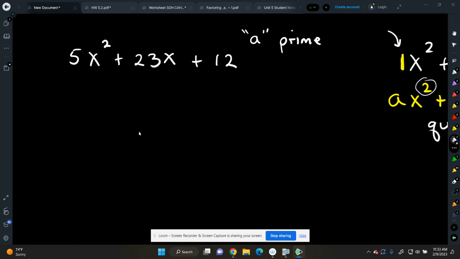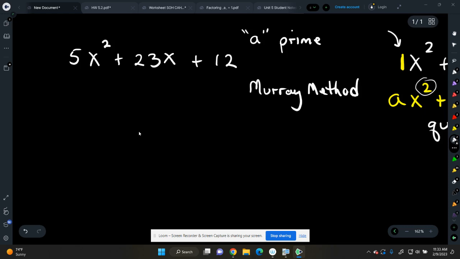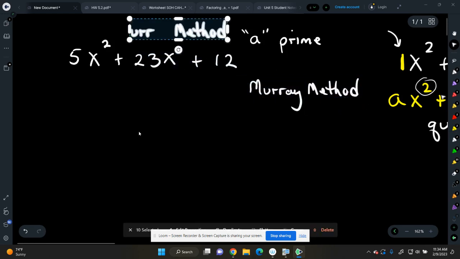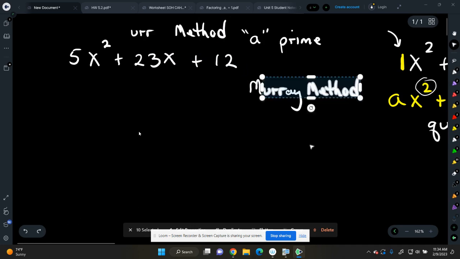There's a reason that I teach it this way, but you don't have to worry about that. So this is what I call my Murray method. I'll just tell you, factor it using the Murray method. Okay, so here's what we're going to do. First, we look to see if there's any greatest common factor. Is there? No greatest common factor. So now, just move this out of the way. That was really weird. Let's try that again.